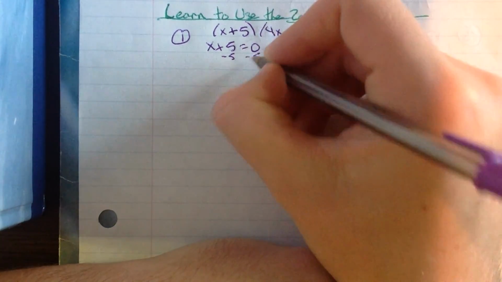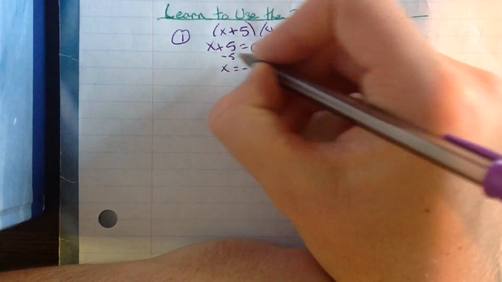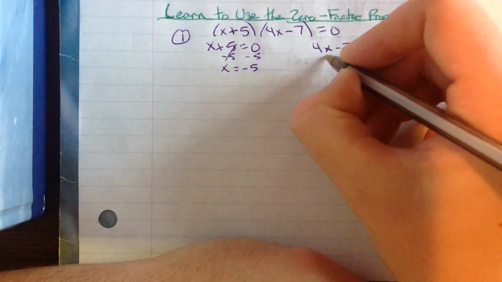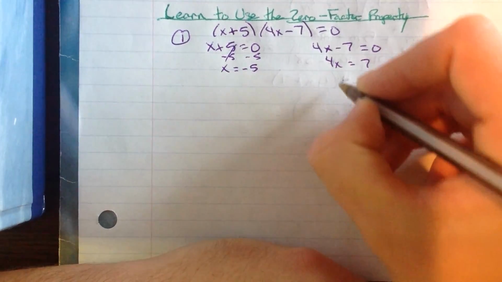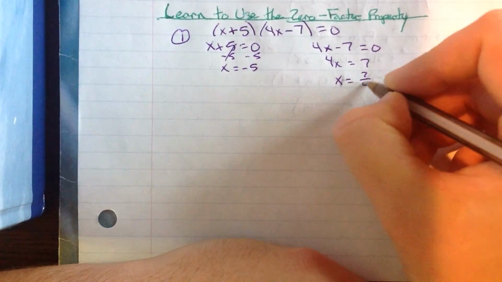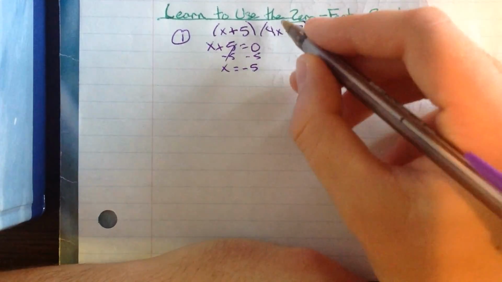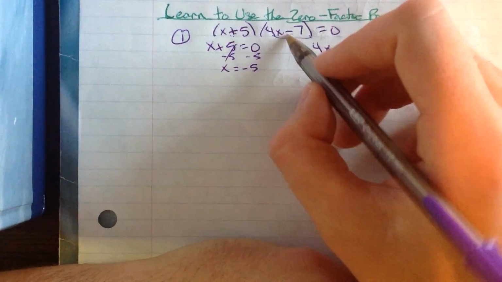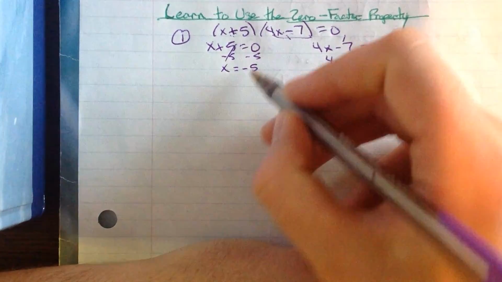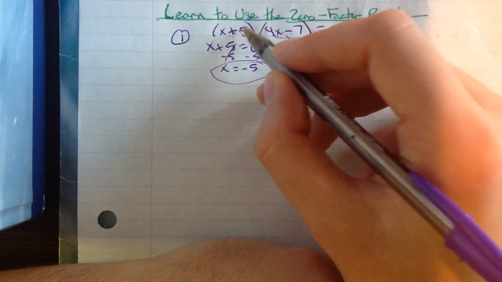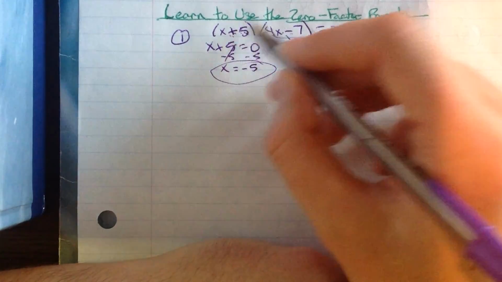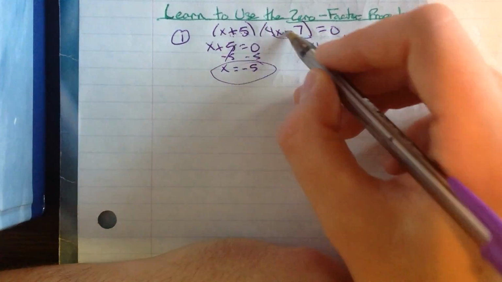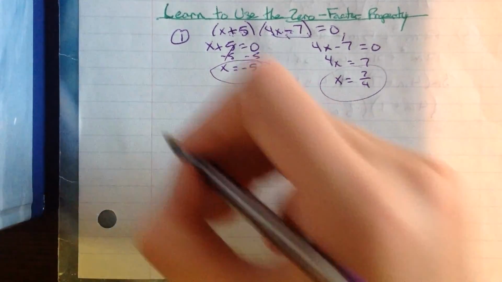So solving for x in this case, we get x equal to negative 5. Solving for x in this case, we get x equal to 7/4. So if x is 7/4, this one's 0, and when we multiply them, it doesn't matter what that one is because this one's 0, they will be 0. When x is equal to negative 5, this one's 0, and when you multiply them together, it doesn't matter what this one is because they will become 0.